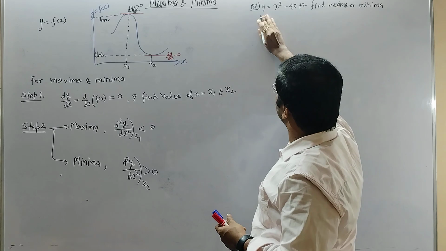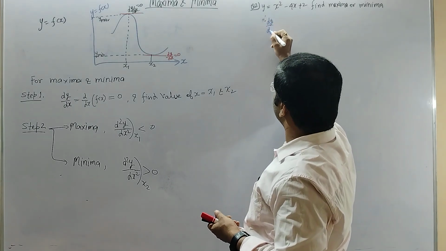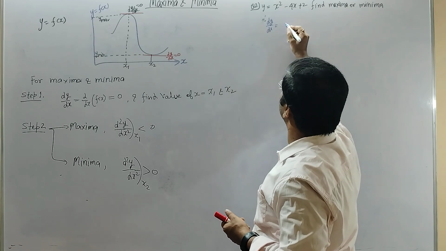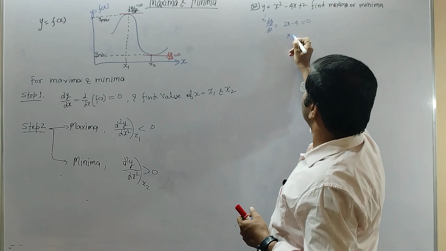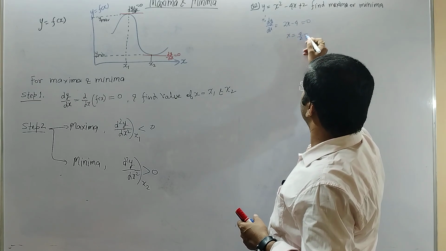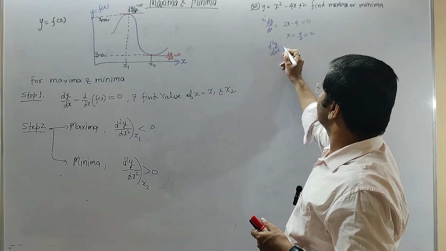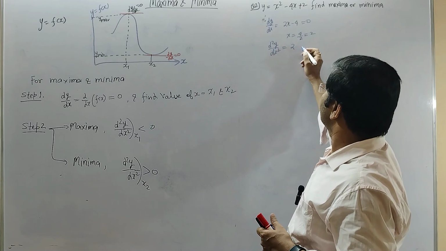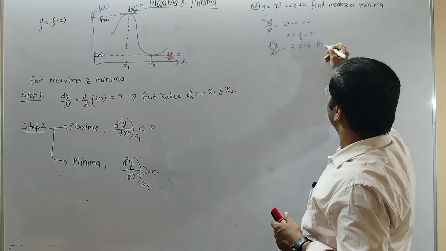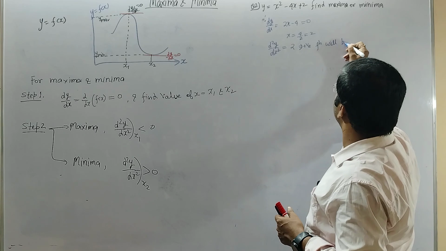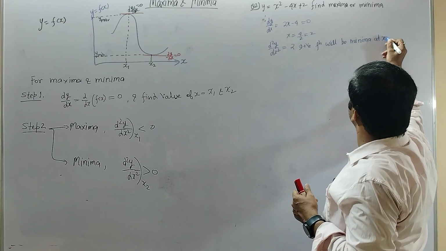So what will we do? dy upon dx. So dy upon dx will be equal to 2x minus 4, put 0. So I'll get here x equal to 4 upon 2, this is 2. So x equal to 2. Then find double differentiation. Double differentiation will be 2 only. So this is positive, positive means function will be minimum. Minima at function will be minima at x equal to 2.